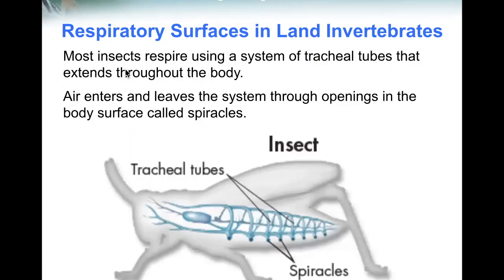Most insects respire using a system of tracheal tubes that extends throughout the body. Air enters and leaves the system through the openings in the body surface called spiracles. These are all spiracles, and these are tracheal tubes that help oxygen transport to exchange for carbon dioxide.